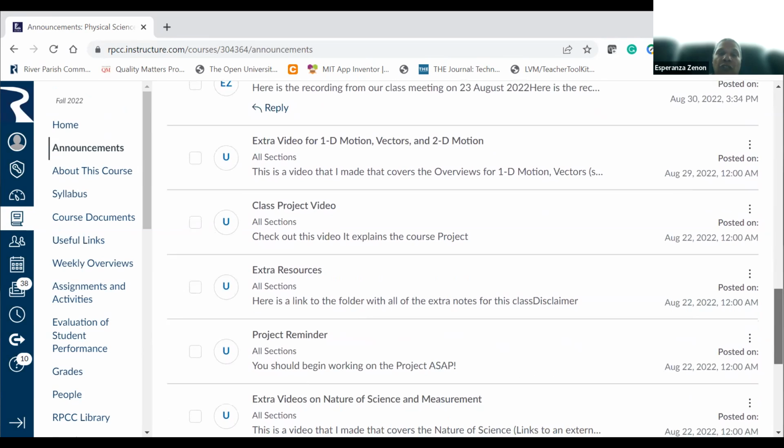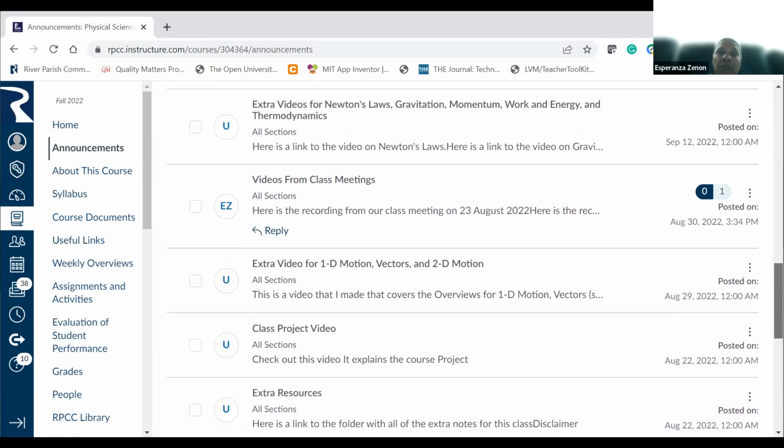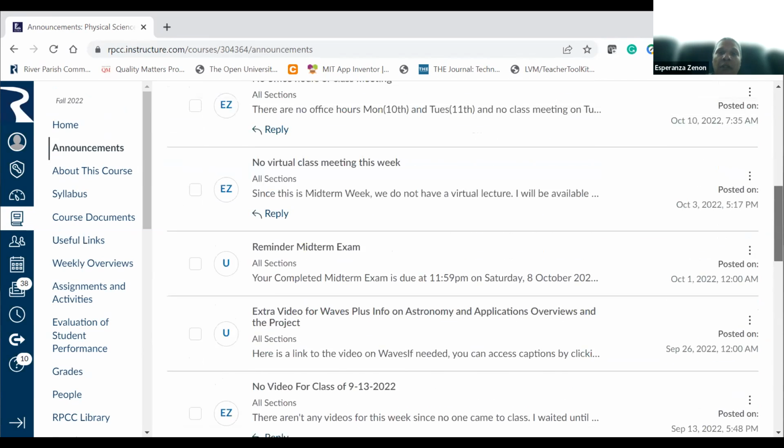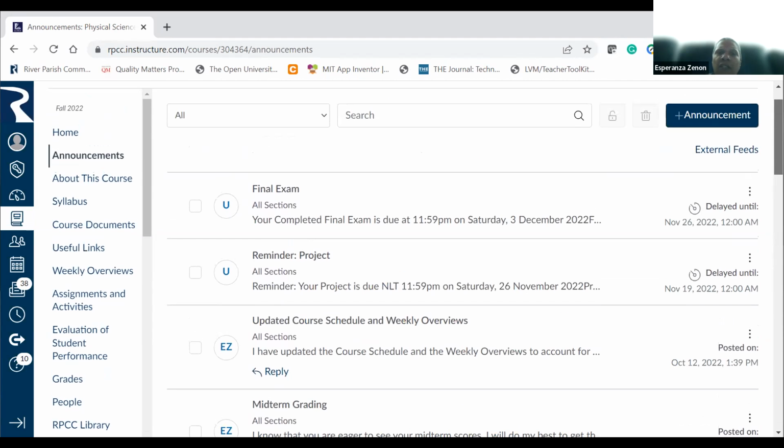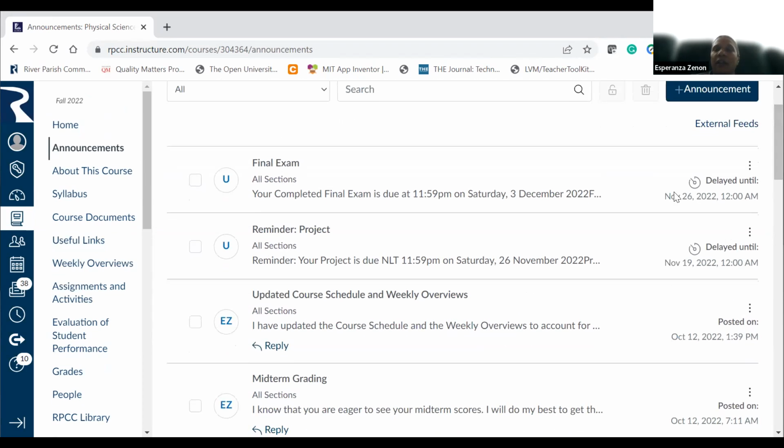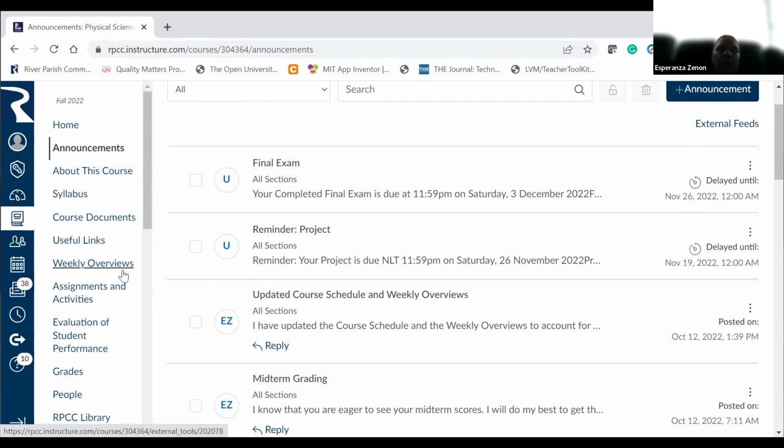Don't forget there are extra resources that I sometimes use to work example problems, and any number of reminders for the class to help you stay on track. Some of them, as you can see, are delayed to post at a later time, but all of them are designed to keep you on point and on schedule with the various assignments and activities that you have to complete for the course.